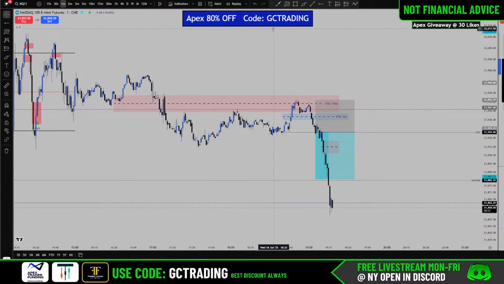Is TPT better than Apex? You know, they're both great. It just depends on what you want. TPT has a more expensive upfront cost, but they are the cheapest firm you can go with overall. Take Profit Trader, you can also use code GC Trading for that as well.